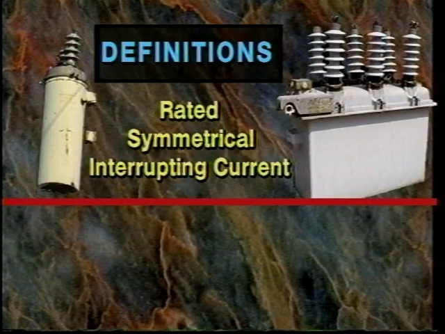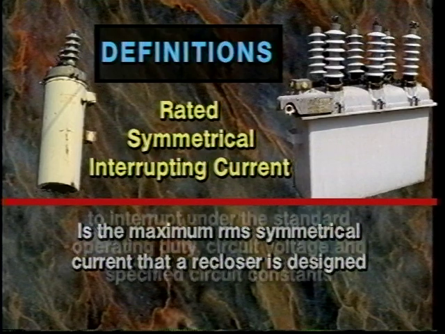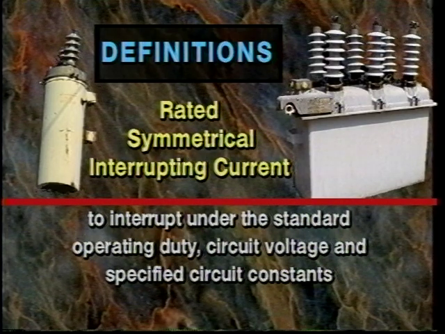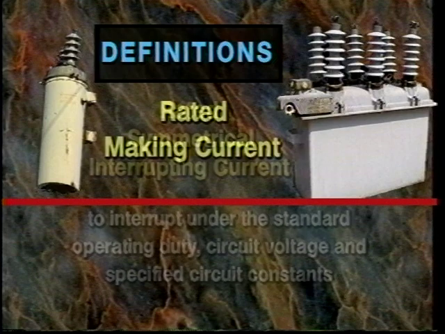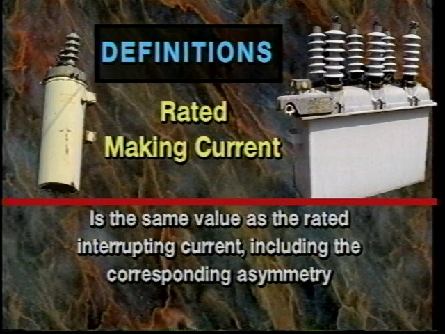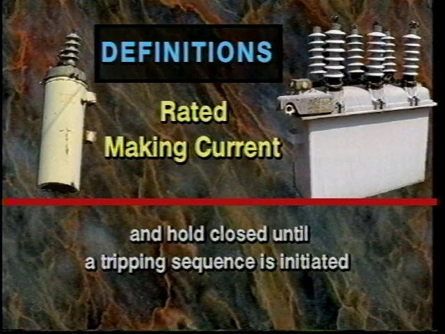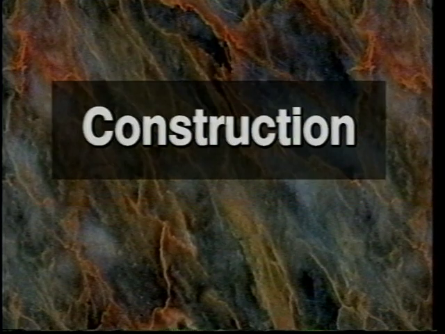Rated symmetrical interrupting current. The rated interrupting current is the maximum RMS symmetrical current that a recloser is designed to interrupt under the standard operating duty, circuit voltage, and specified circuit constants. Rated making current. The rated making current is the same value as the rated interrupting current, including the corresponding asymmetry. The recloser must be capable of closing and latching closed against the rated making current and hold closed until a tripping sequence is initiated.